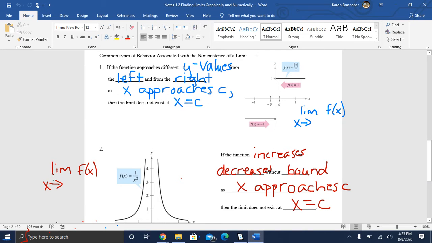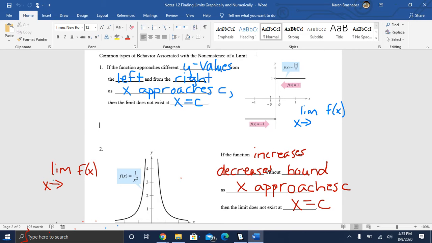Right, and hopefully what will be my last video of this lesson, we're going to look at some common types of behavior where a limit does not exist. And I'm going to show you 3 graphs. I'd like for you to know what these types of graphs are, and I'd like for you to also know these types of behaviors. So what behavior and what graph are associated with each other.